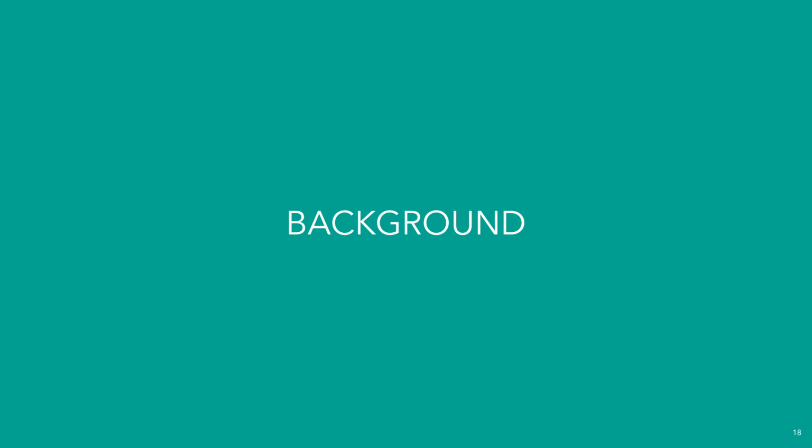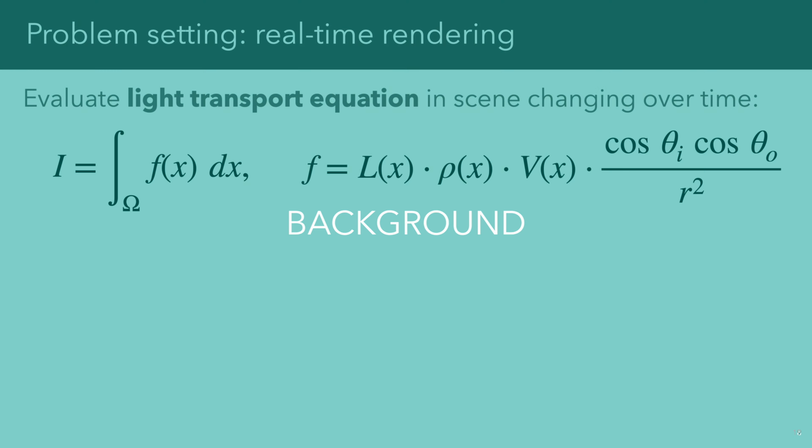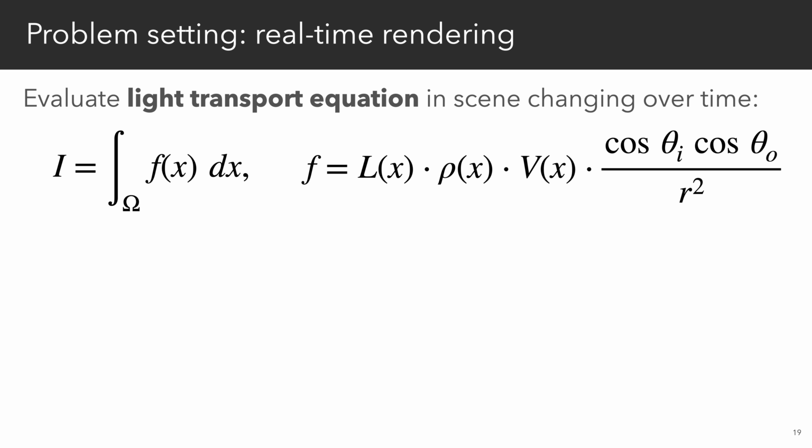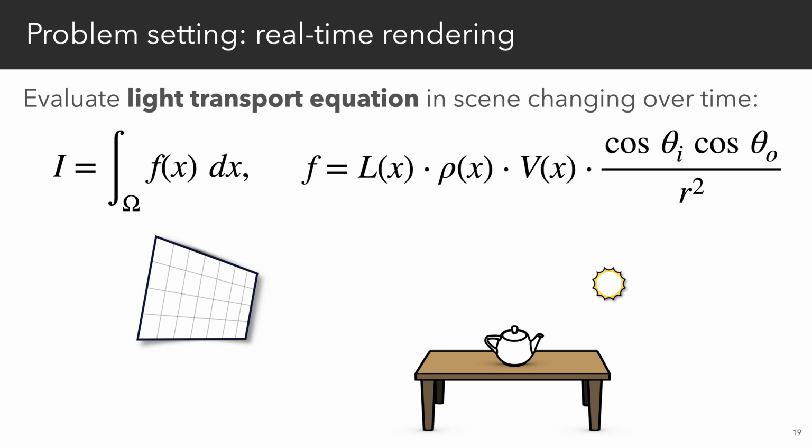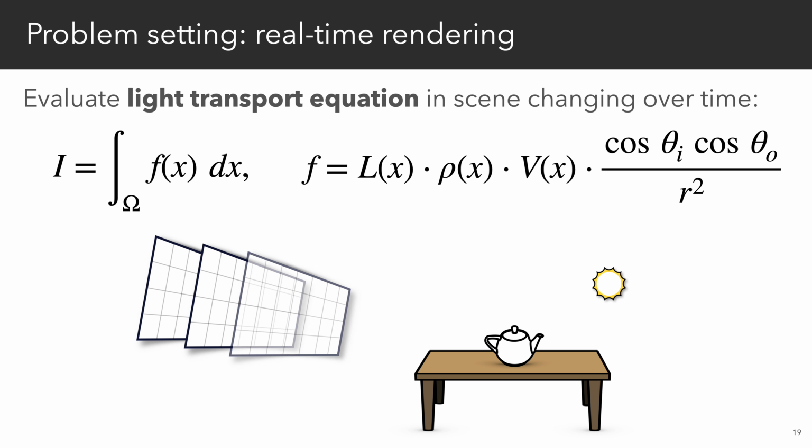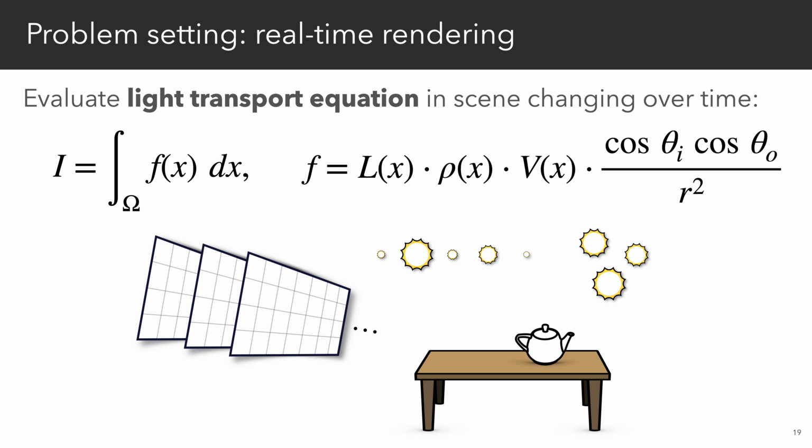So let's now review some sampling concepts related to ReSTIR to understand why correlations arise in the first place. In real-time rendering, our goal is to estimate the light transport equation not just at every pixel in a single image, but for a sequence of images in a scene that might change dynamically over time.